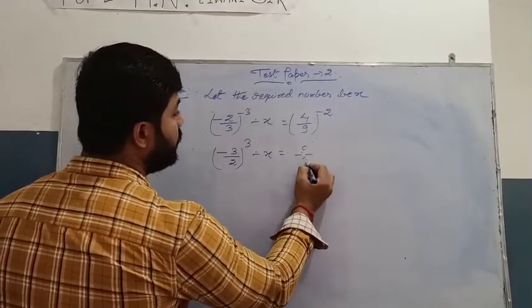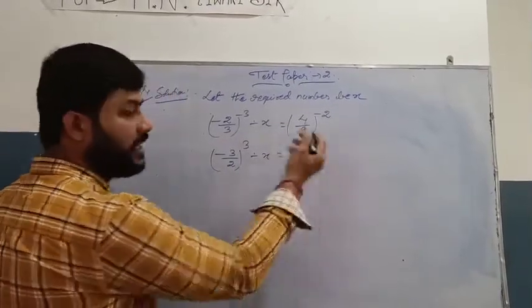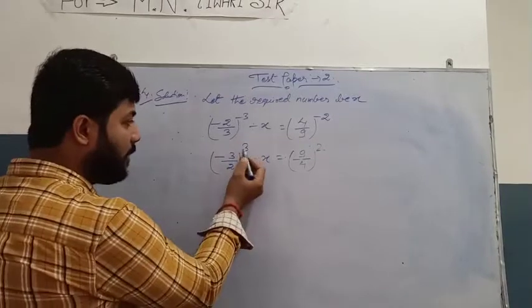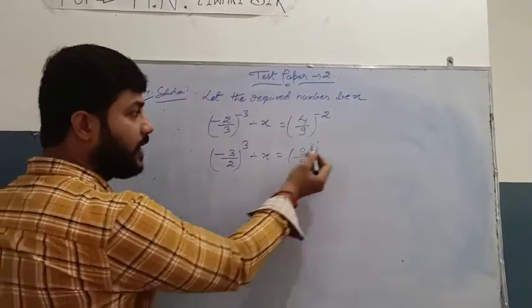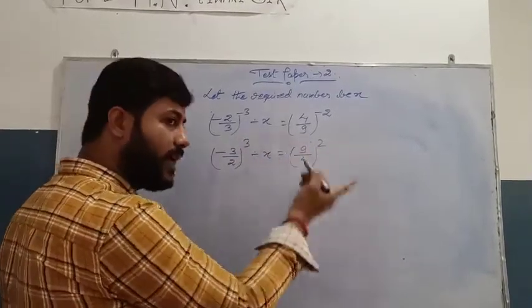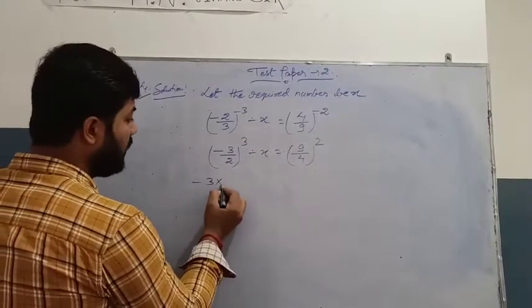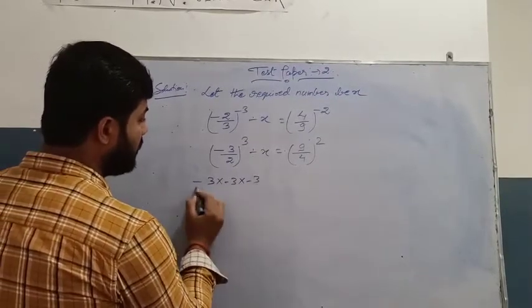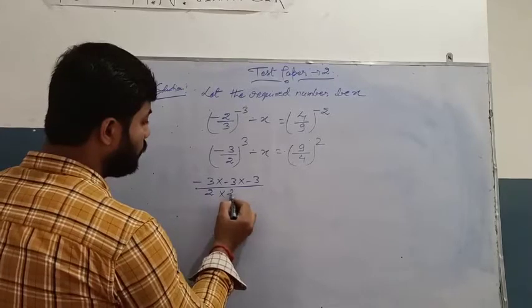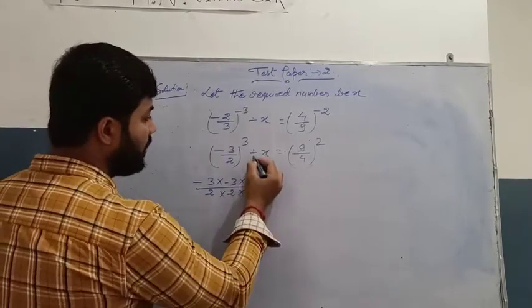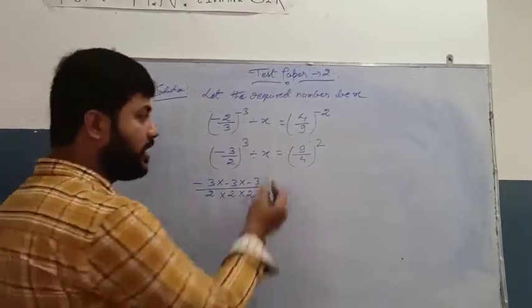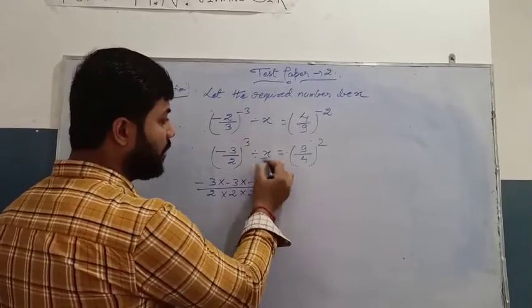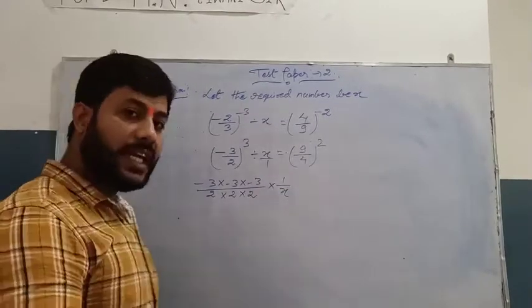Here 9 by 4 to the power 2. The minus is removed. Now 3 times we will multiply 3 by 2 by itself, and 2 times we will multiply 9 by 4 by itself. So minus 3, minus 3, minus 3, and 2, 2, 2. And this division sign changes to a multiplication sign. We will get its reciprocal. X by 1 will be 1 by x.